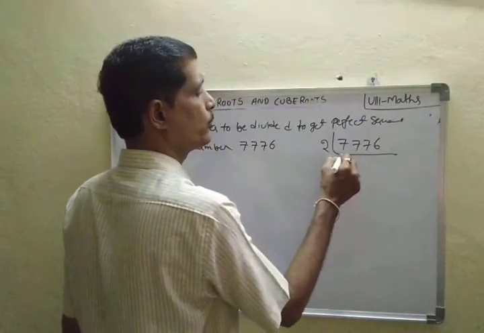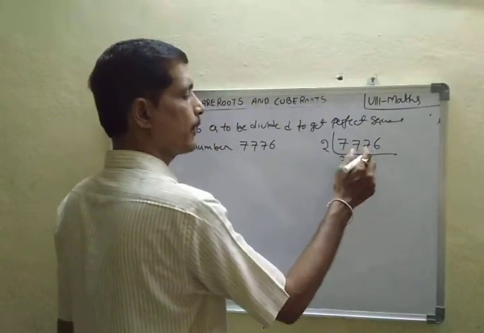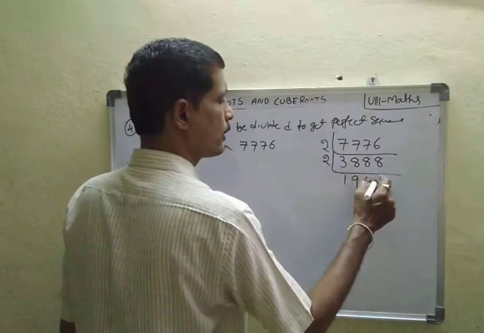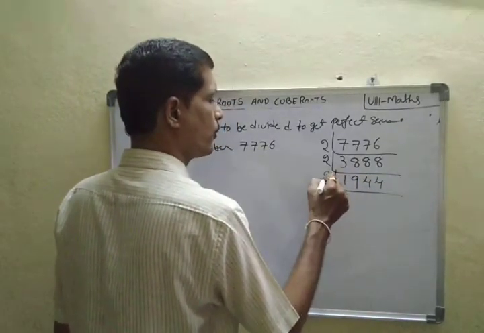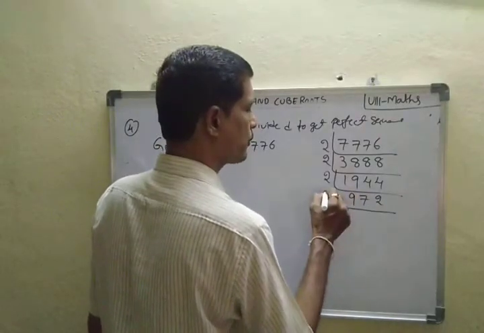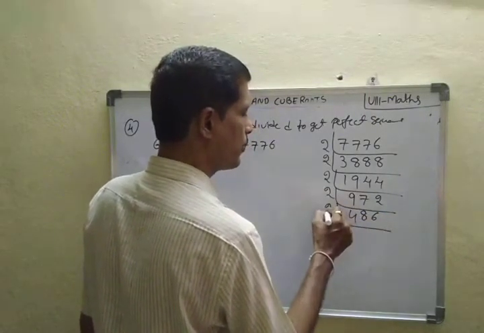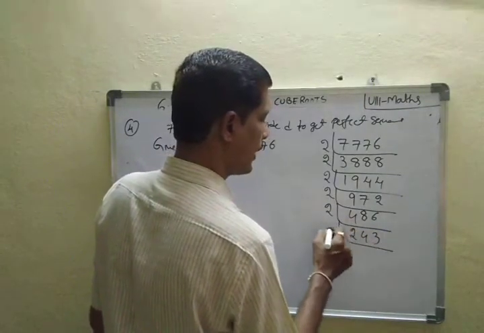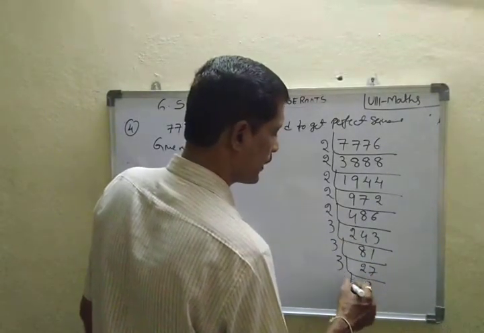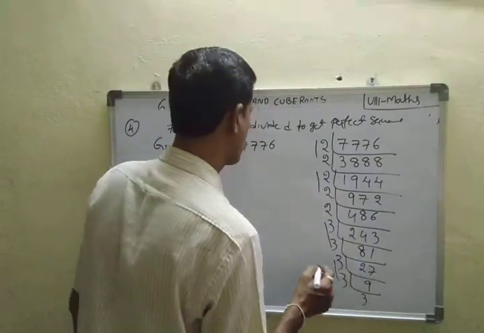Dividing repeatedly by 2, then 2 again, and so on, and then by 3, 3 times 81, 3 times 27, 3 times 9, 3 times 3, and finally 1.